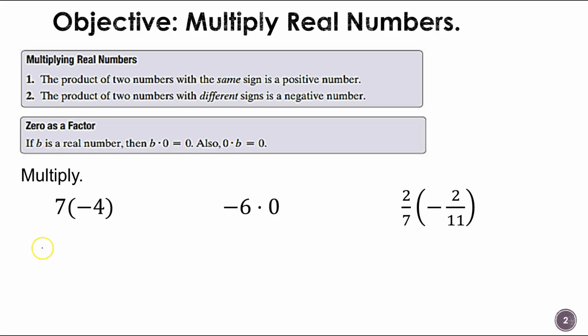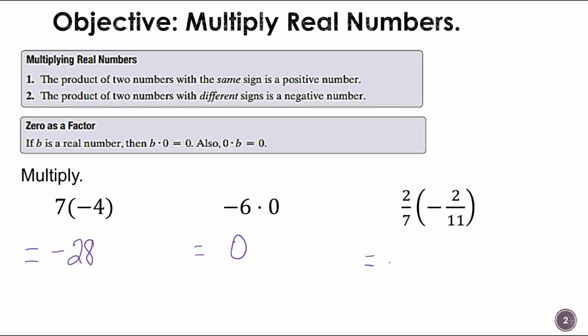Notice the first one has a positive and a negative, so when I multiply, I get 28, and it's a negative 28 because my signs are not the same. If I multiply anything times 0, I still get 0. So negative 6 times 0 is 0.